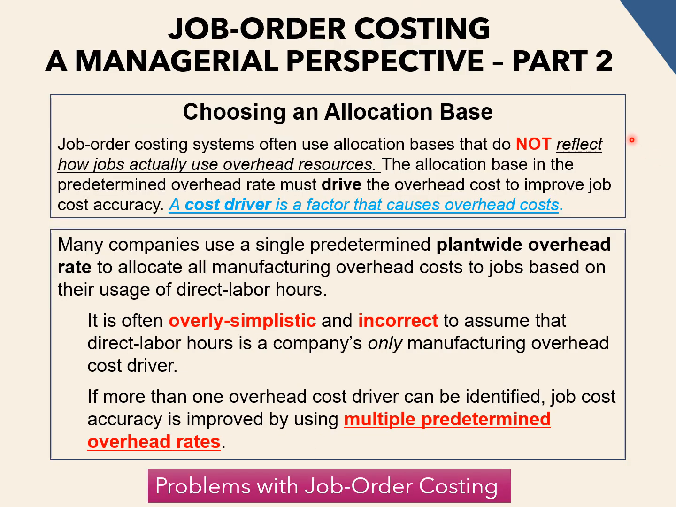Job order costing systems often use allocation bases that do not reflect how jobs actually use overhead resources. The allocation base in the predetermined overhead rate must drive the overhead cost to improve job cost accuracy. A cost driver is a factor that causes overhead cost. Many companies use a single predetermined plant-wide overhead rate to allocate all manufacturing overhead costs to jobs based on their usage of direct labor hours.